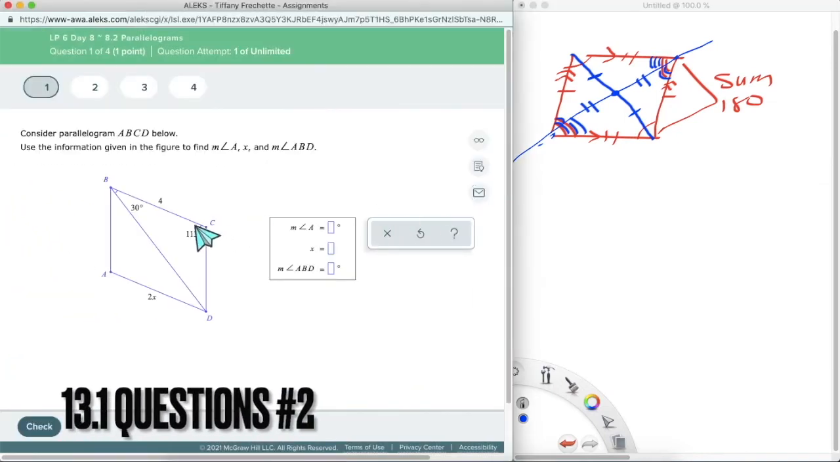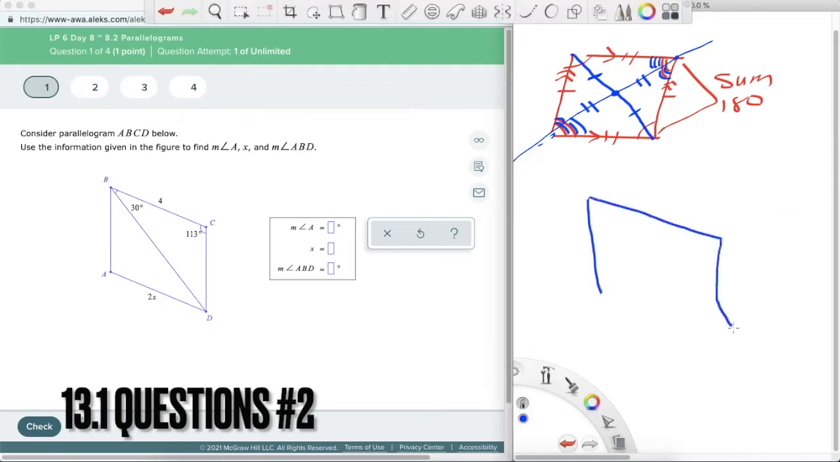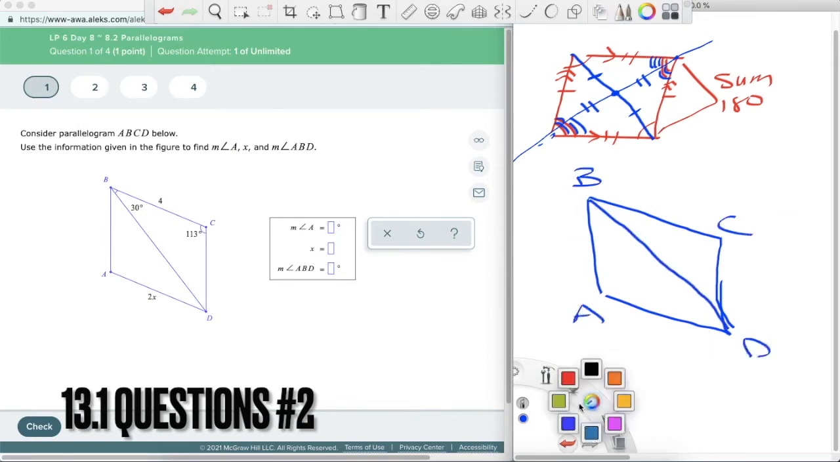So consider the parallelogram ABCD below. Use the information given in the figure to find x, which is part of a length here because it's 2x, and then angle ABD. I'm going to redraw that. I didn't do the greatest job there, but it's fine. And we have a transversal going through there. B, C, D, A. They give us this guy up here is 30. They also give us this guy over here is 113. And they want to know what A is.